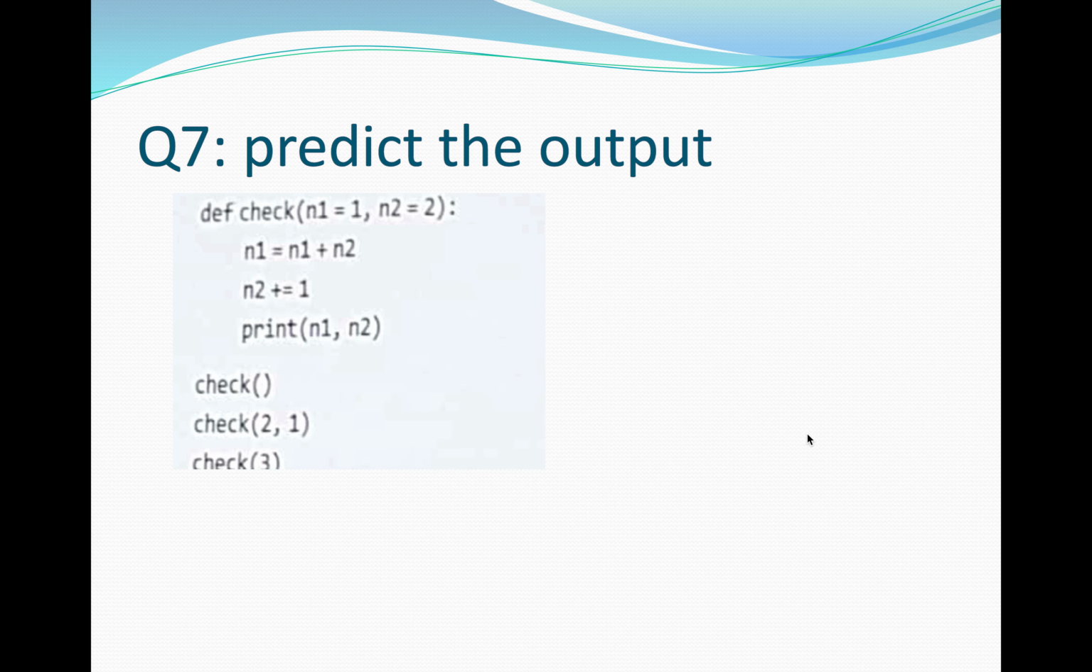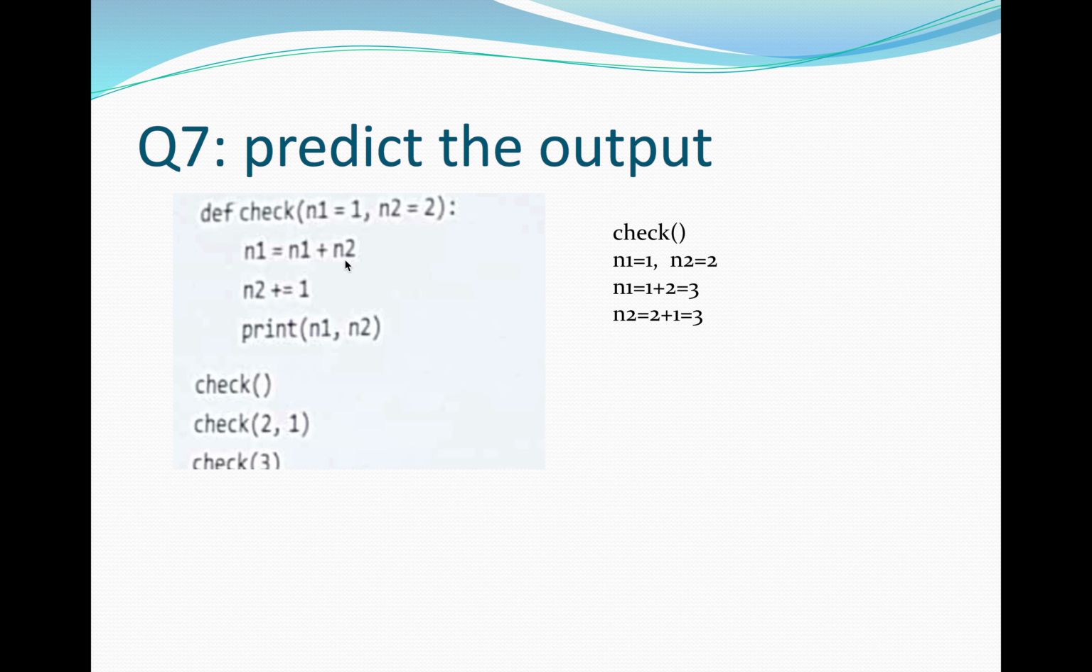Next question, very simple question. One function is given and 3 function calls are there. Before doing this program, keep in mind default arguments and positional arguments. First the function check is called, no values are passing. In the function definition, 2 values are already assigned. This is called a default argument, n1 equal to 1 and n2 equal to 2, these are the default values. So here no values are passing, and the function call does not cause an error. Why? Because default values are already mentioned. So in the first case, n1 gets the value 1 and n2 gets the value 2.